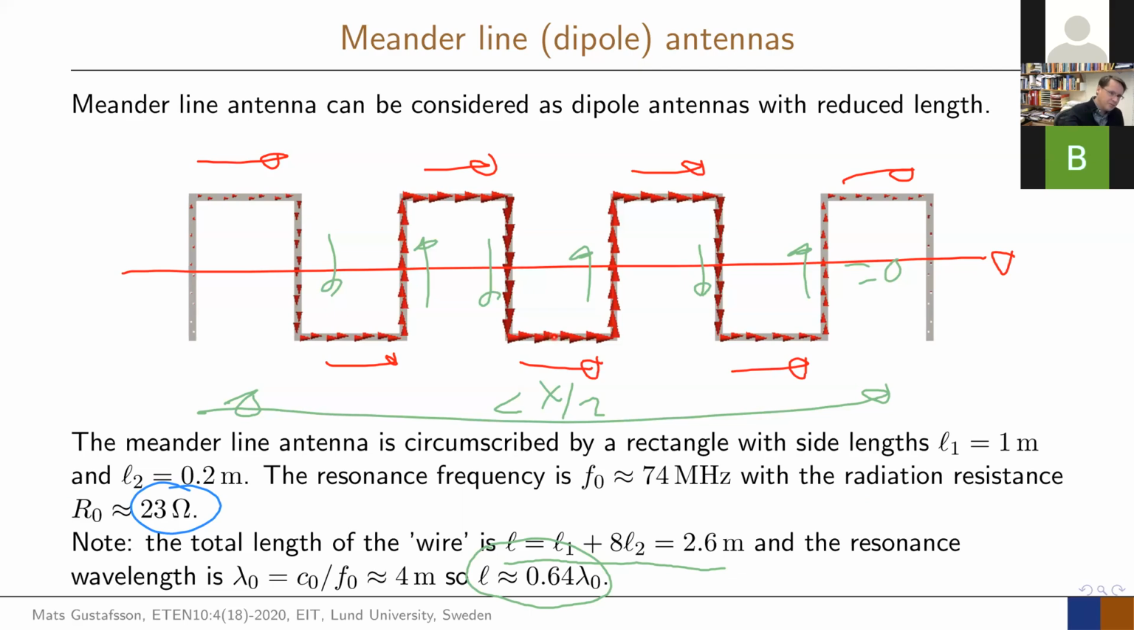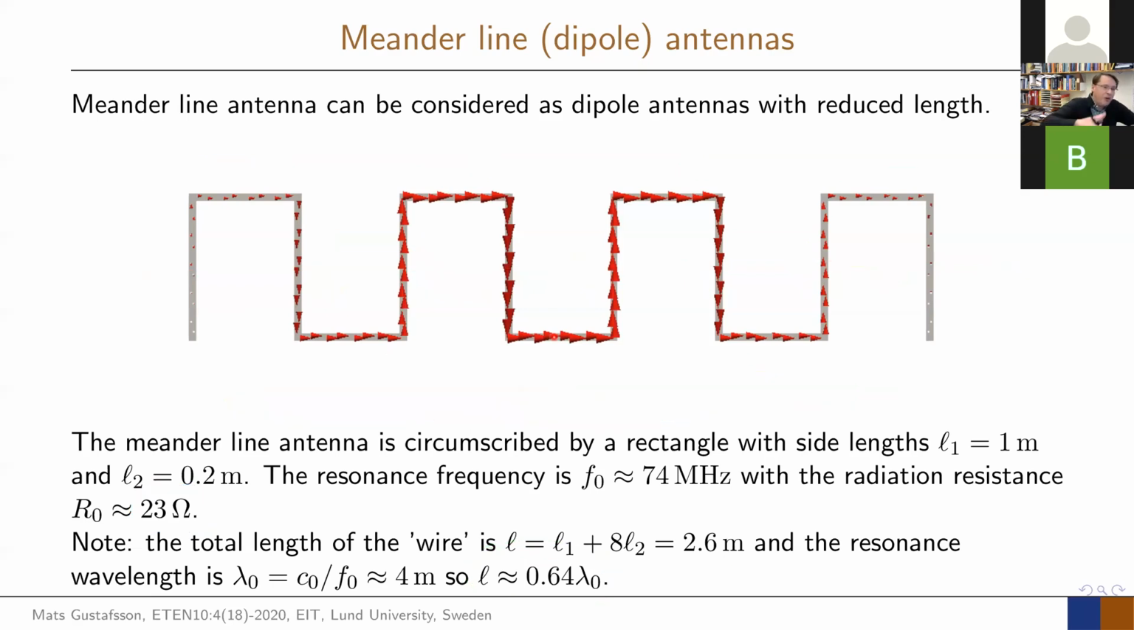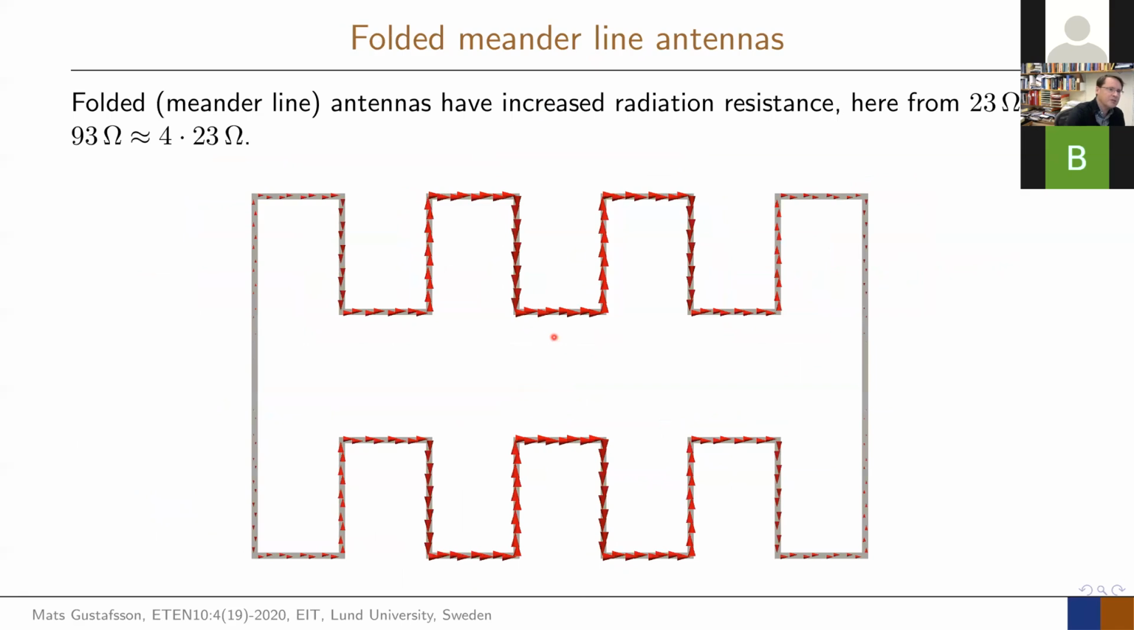And then again, how should I push this up? What do I have to do? What is one trick to do it? It is to make a folded meander line antenna. So I can take this one and I can fold it and I create a new antenna. And this is a folded meander line antenna. And if you see what's happening in these cases, you approximately got up radiation resistance by a factor of 4.